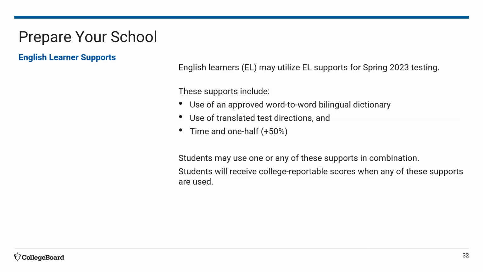English learners may utilize EL supports for spring 2023 testing. These supports include use of an approved word-to-word bilingual dictionary, use of translated test directions, and time and a half. Students may use one or any of these supports in combination. Students will receive college reportable scores when any of these supports are used.